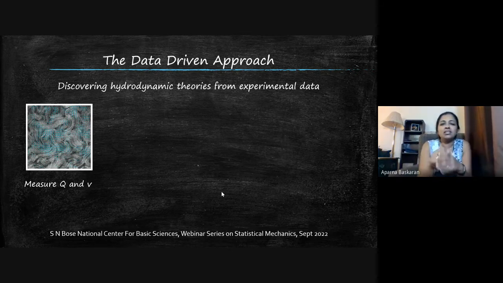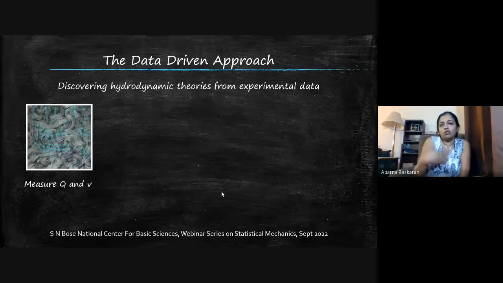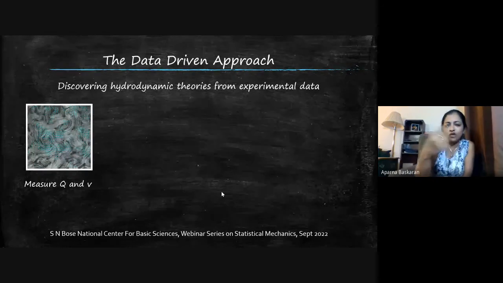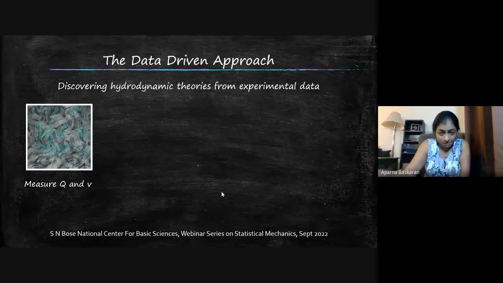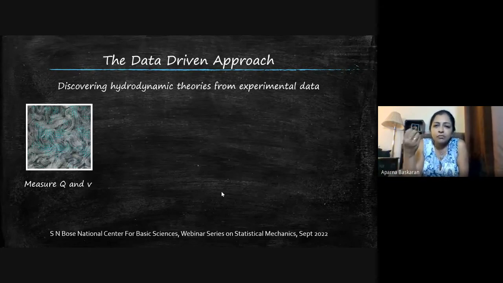It's not very clean, but it's okay. So let me just swallow my embarrassment and keep going. I have Q and V at every point in space and time. Now, if I wanted to use this data directly to find the hydrodynamic theory that this data describes, what would I do? I would do something like this.